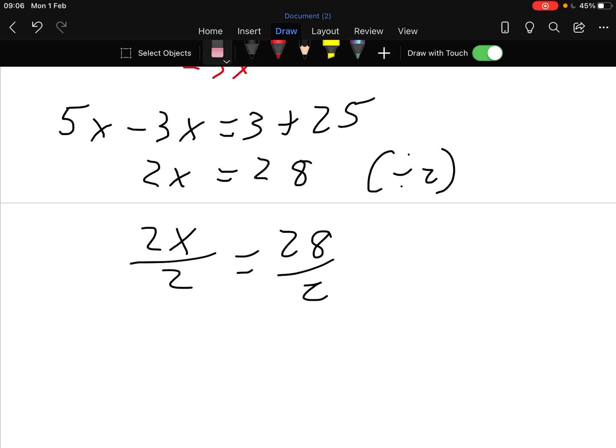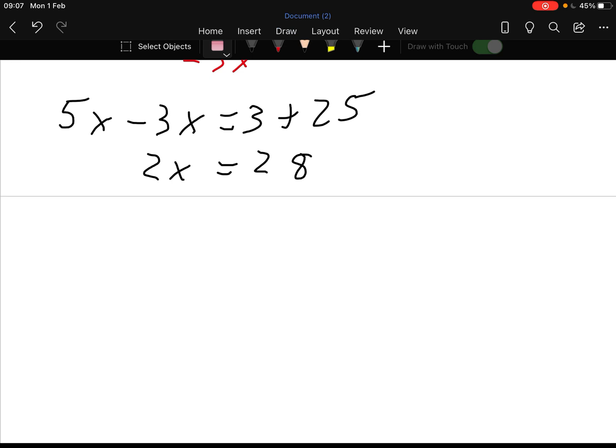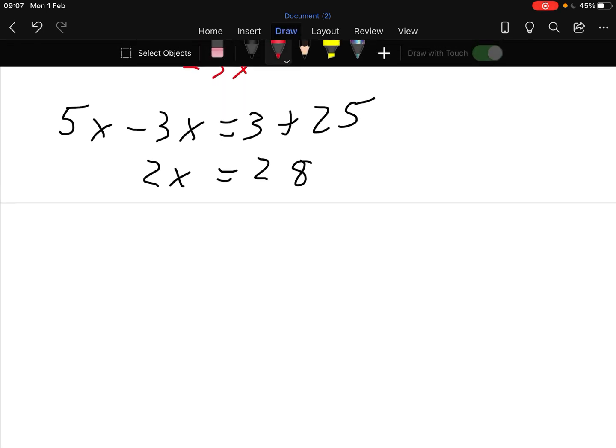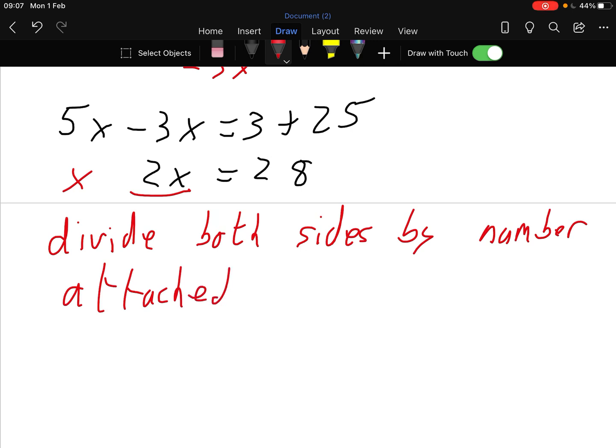So why am I doing that? Before I explain better, what we have now is 2x, but we don't want 2x, we want x. So what do we have to do? We have to divide both sides by the number attached to, oh, it's attached to x.